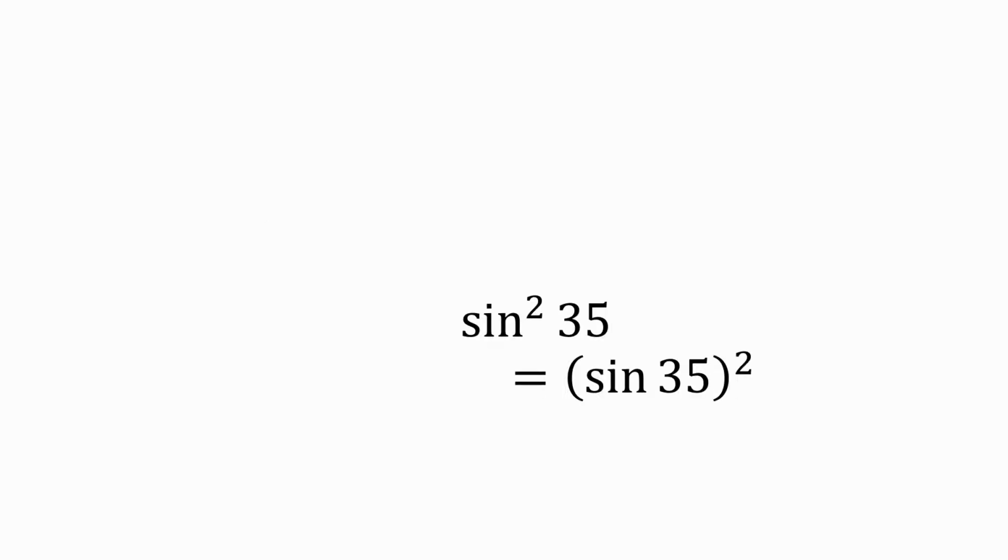The first main concept is that mathematicians are lazy, so you may have seen this sine squared notation instead of sine 35, all squared. They like to reduce the amount of brackets and indexes they have to write, and it's very similar in this case.